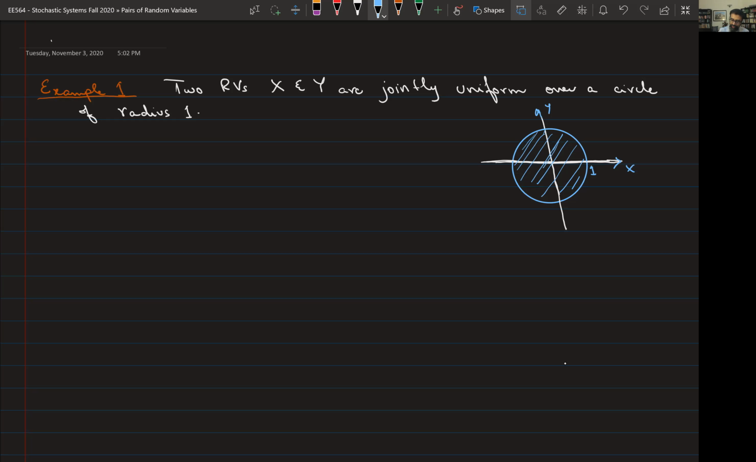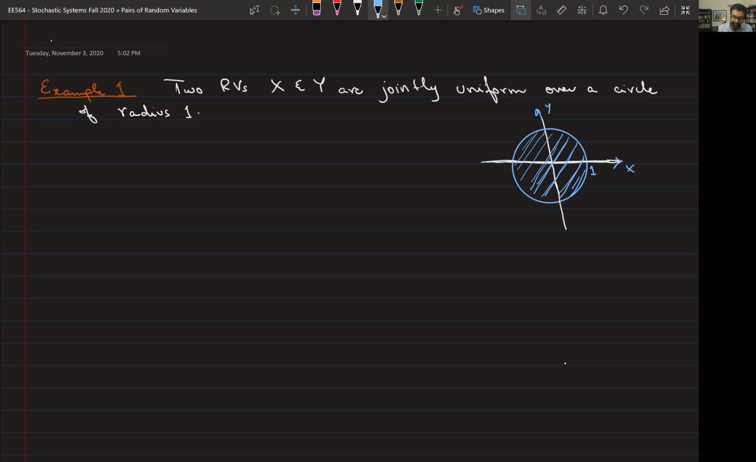First of all, it cannot go outside of this unit circle. This could be 1 meter, this could be 1 kilometer. The units are not important. The important point is it can be uniformly inside anywhere in this unit circle. Now the capital X is a random variable which represents the X coordinate of the robot. Capital Y is a random variable which represents the Y coordinate of the robot.